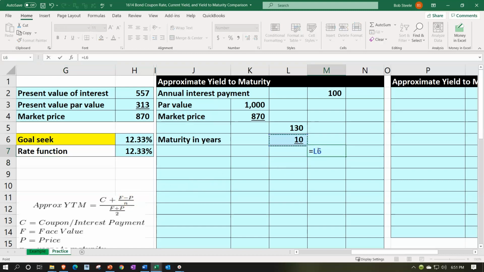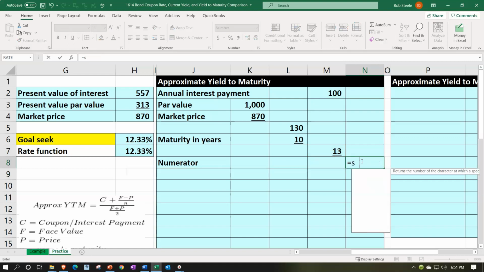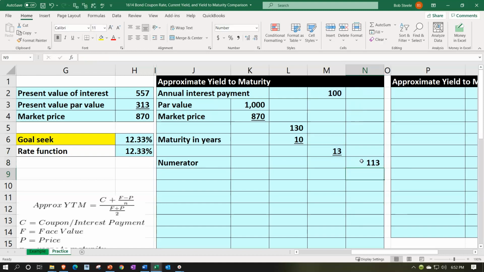This is going to be then the 130 divided by the 10. That's going to give us our 13. And then we can add this up, font group and underline. And this is going to be the numerator. I had to pause it there because I don't know how to spell it. But there we go. Actually, it's going to be 100 plus 13. Plus, that's a plus sign. Summing this up. 13 plus 100, 113.